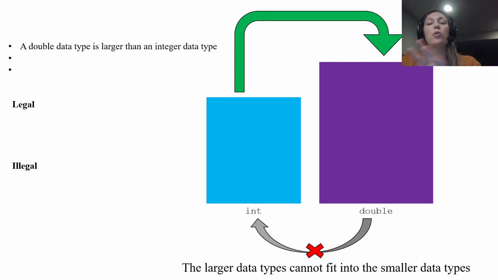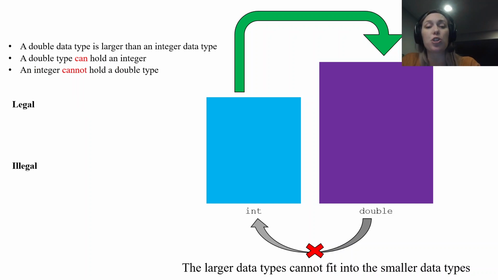So let's focus specifically on int and double because that's what you're really going to see on the exam. A double data type is larger than an integer data type. A double is able to hold an integer. It can hold an integer because it's larger than an integer. But the vice versa is not true. An integer cannot hold a double type.